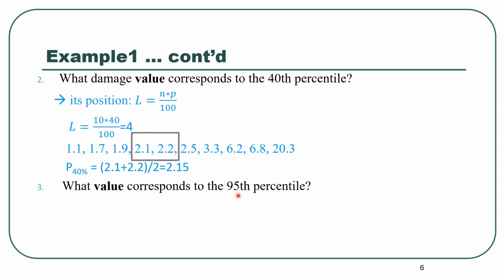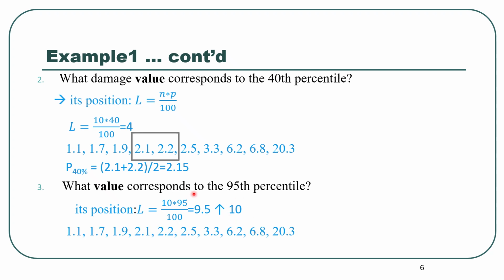We are going to use the same rule, the location, or L. 10 times the rank, which is 95 here, over 100 gives me 9.5, and this is not a whole number, so we need to round it up. Rounding it up gives me 10. So in my arranged data set, what is the value in position 10? We have only 10 values, so this is the 95th percentile. I have 95% of my data below it.